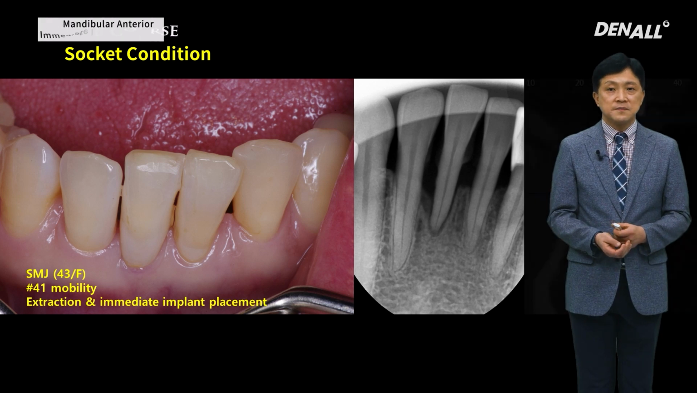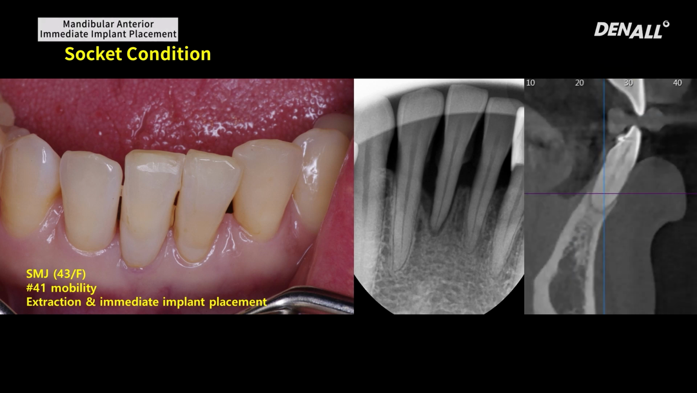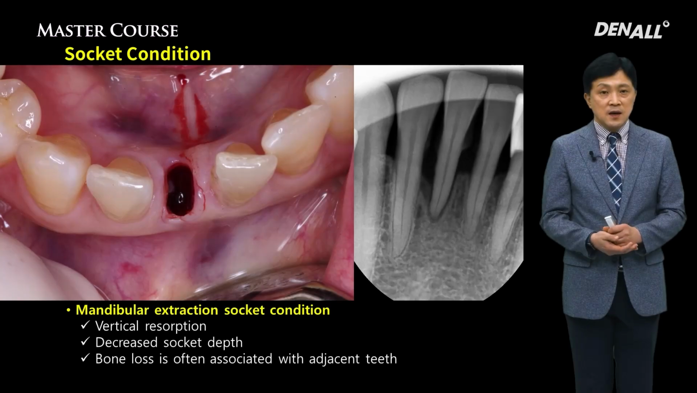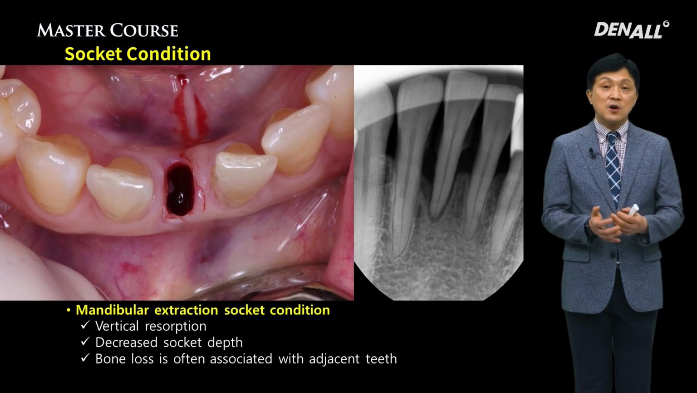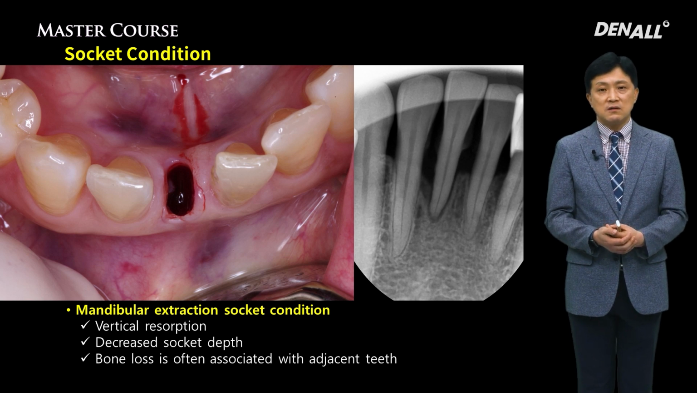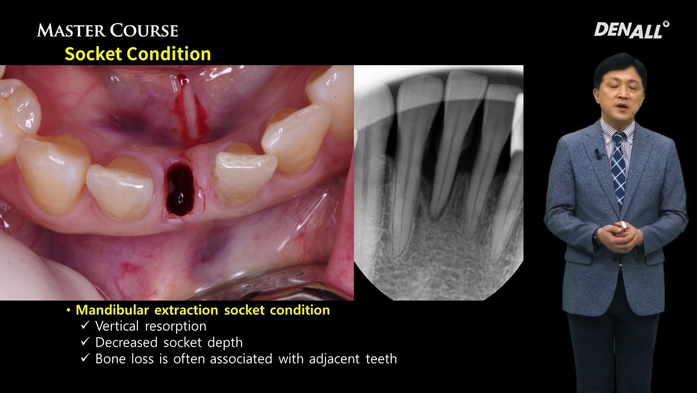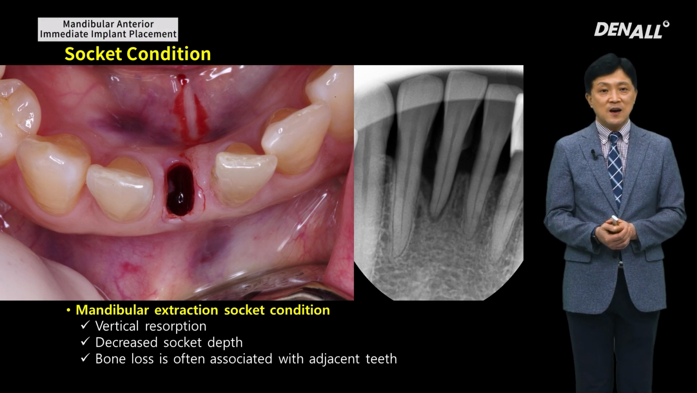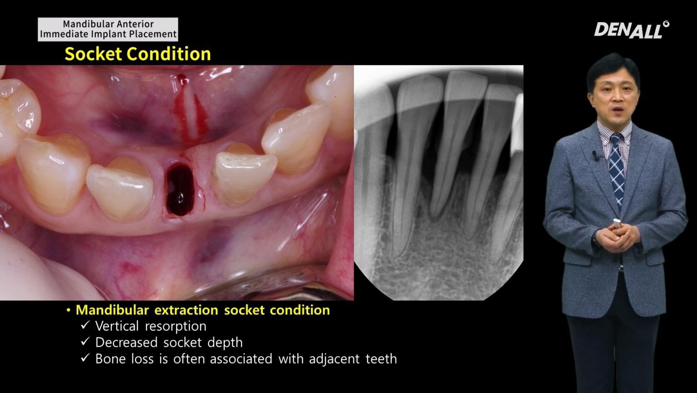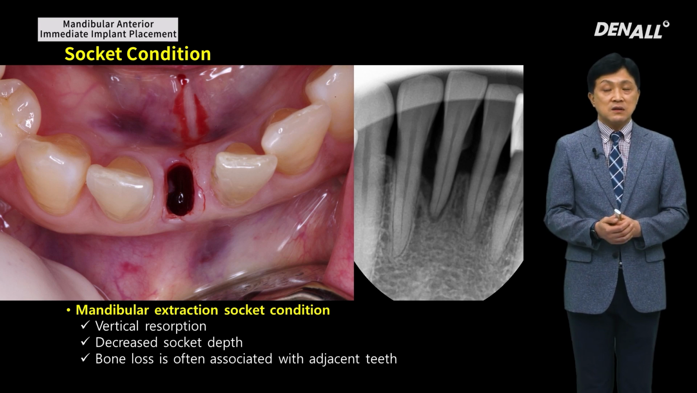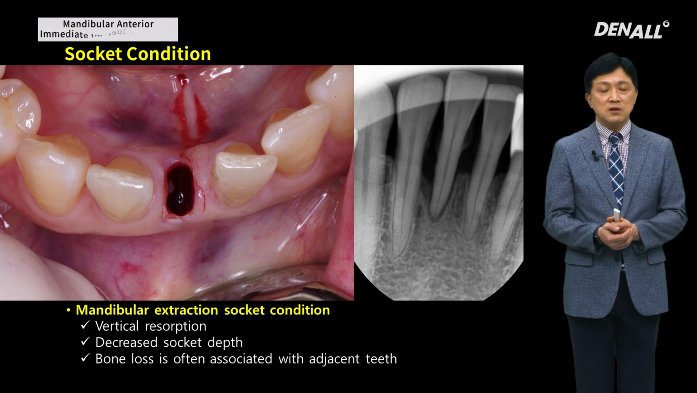immediately place an implant. On the CT, vertical bone loss on the alveolar process is observed, and the extraction socket has become very shallow. It is necessary to do an atraumatic extraction, but when there is huge bone loss and mobility in the anterior mandible, it is easier to do extraction compared to other areas.